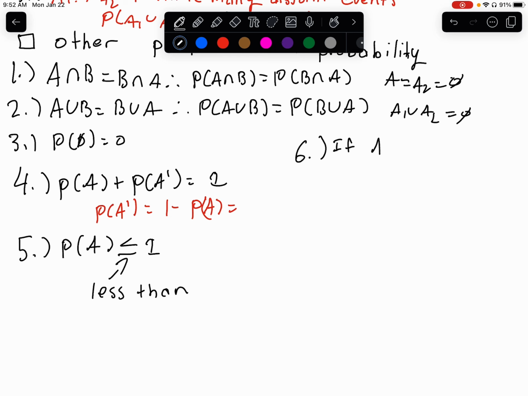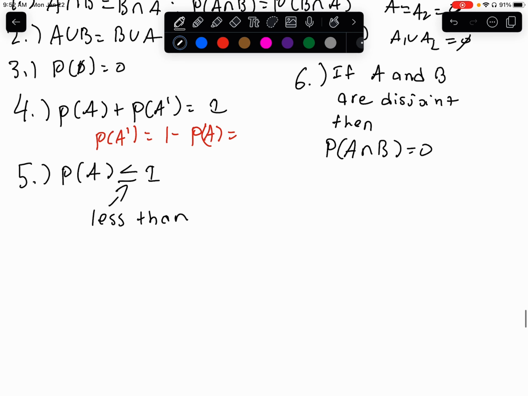If A and B are disjoint, then P(A intersection B) equals 0. Number 7.